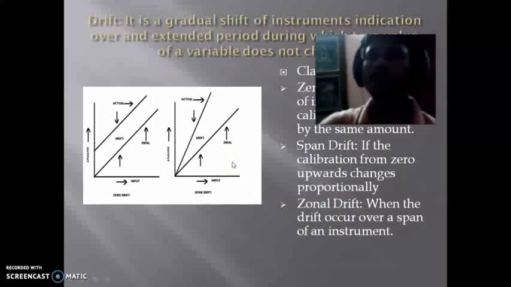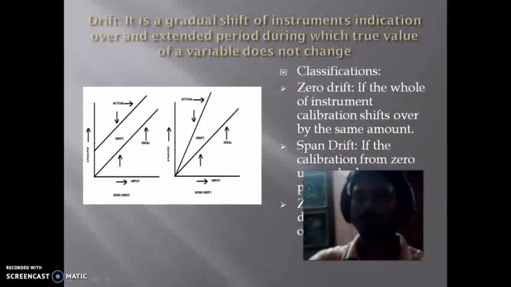Next one is zonal drift. When the drift occurs over a particular section of the span of an instrument, in one particular section we get span drift, and in another section we get zero drift. So this kind of arrangement is called zonal drift. It depends on the zone in which we are getting span drift or zero drift. So these are the drifts, and they are very important.